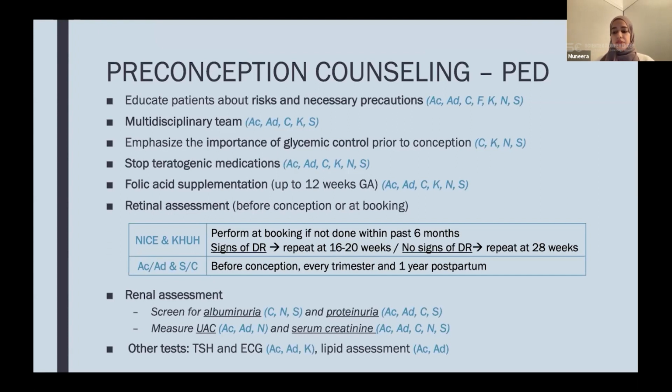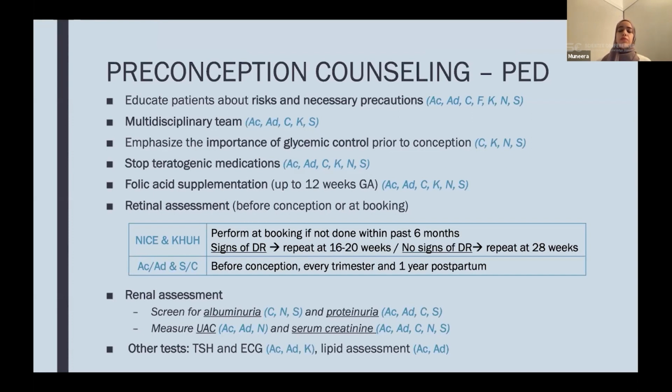We have to advise those patients to stop teratogenic medications, such as ACE inhibitors and angiotensin receptor blockers. We need to inform them that they need to take folic acid supplementation up to 12 weeks of gestation. They need to undergo retinal assessment before conception, but we need to tell them not to have a very tight glycemic control prior to retinal assessment because it is known to worsen any pre-existing retinopathy.